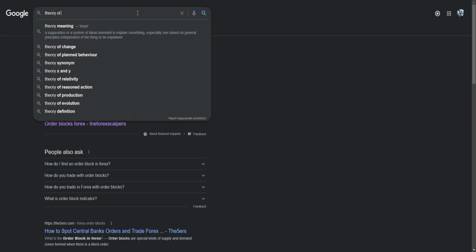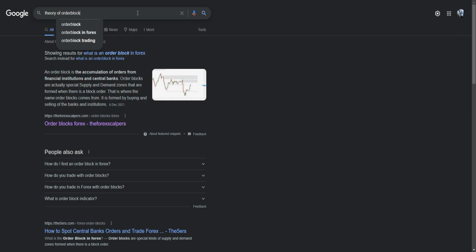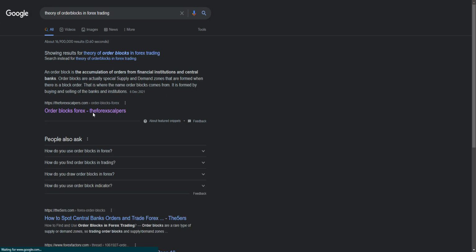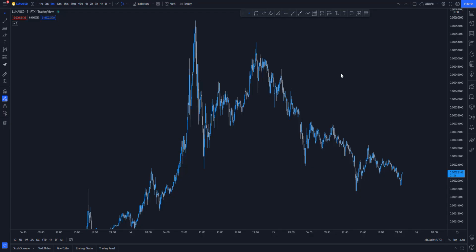The theory of order blocks, right? In Forex trading. Alright, theory of order blocks in Forex trading. So an order block is actually a manipulation. I want to actually let you guys see. Basically there's nothing here to explain, so let's just leave it there.